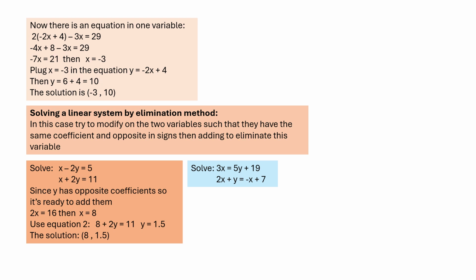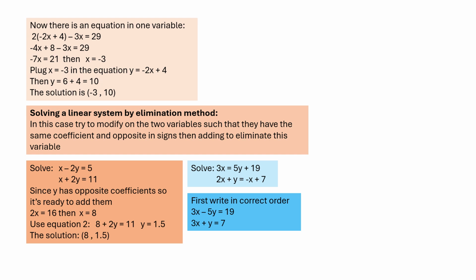Another example: solve 3x equals 5y plus 19 and 2x plus y equals negative x plus 7. In this case, you need to do some work to make the system line up, with x under x and y under y. When you write the first equation, you combine 5y to the left-hand side with a negative sign, so 3x minus 5y equals 19. Also combine negative x to the left-hand side, so 3x plus y equals 7.